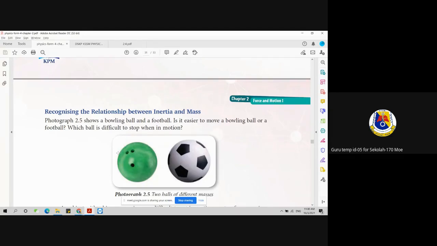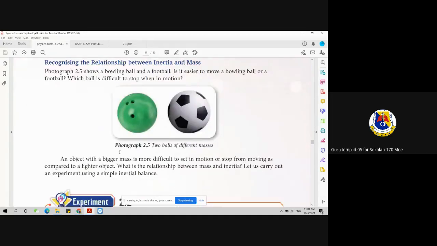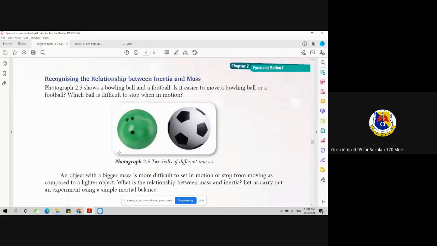Why? Can you explain why? Okay, why do you say that higher mass, lower inertia? And for Joy, I will say that higher inertia, higher mass. How about others? Then give me your hypothesis. It's okay, either wrong or correct. We will learn from it.